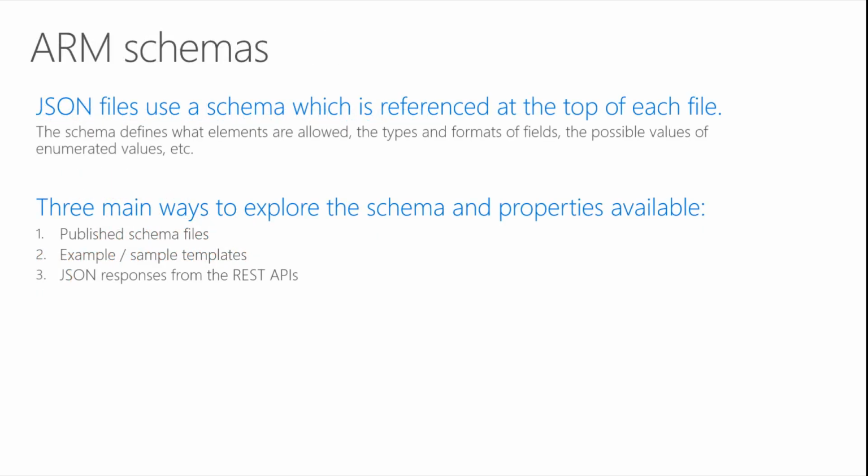ARM schemas. At the top, we said this was one of those things that is required. There are three main ways to explore the schema and properties available: you can look at published schema files, you can look at examples, and JSON responses from the REST APIs. This is really important to get right, because if you have the wrong schema value, your template's going to fail. One of the best ways to ensure you get this right is to use the quickstart templates. There are some other options we'll look at a little bit later if you're going to do hybrid deployments, and also using APIs.